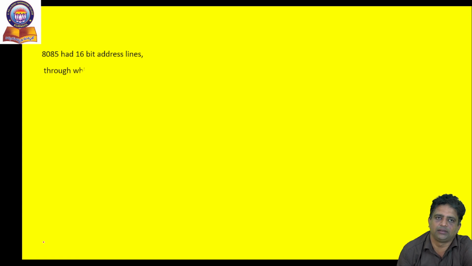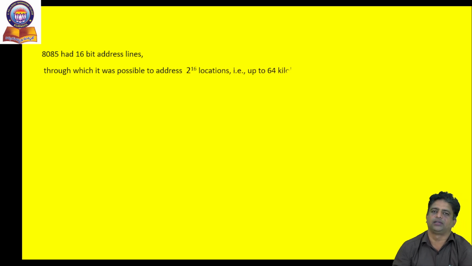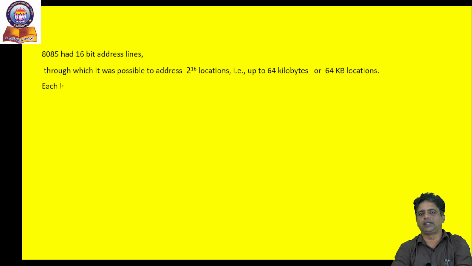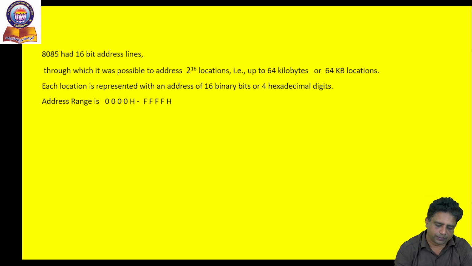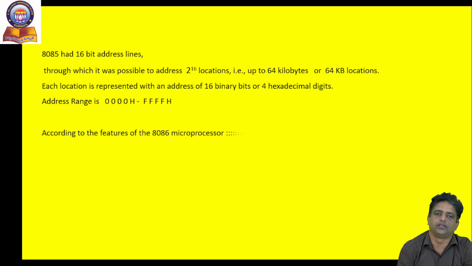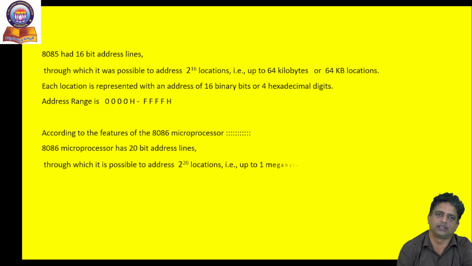8085 has 16-bit address lines through which it is going to address up to 2 power 16 locations, shown as 64 kilobytes or 64 KB location. Each location will have a capacity of 8 bits, and the address is represented with a format of 16-bit or 4 hexadecimal digits. Showing the range for 8-bit memory mapping is 0000H to FFFFH.